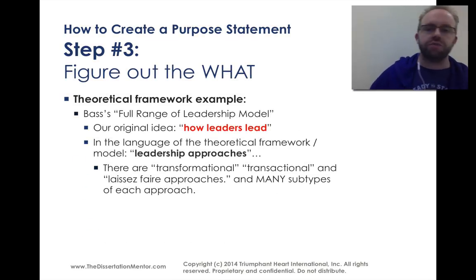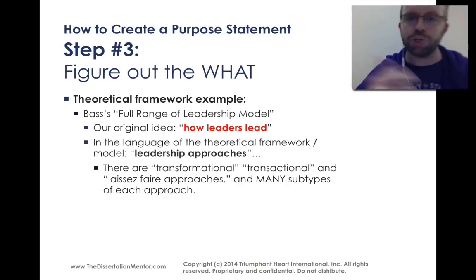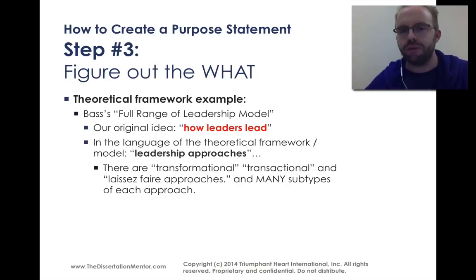Bass's Full Range of Leadership model, and I hope I don't butcher this here. Please go read about it on your own if you're interested in this type of thing. You might have this original idea that you want to learn about how leaders lead.